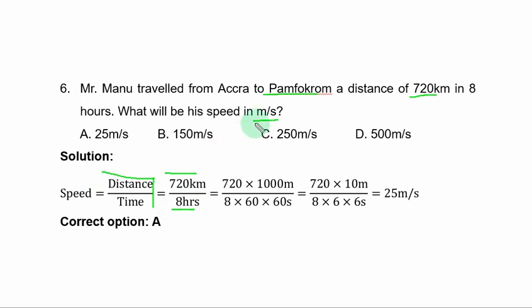To get the speed in this unit, you simply convert 720 kilometers to meters by multiplying it by 1000, and you convert this to first minutes. You multiply it by 60 and convert it to second, multiplied by another 60. If you cancel off the zeros in the denominator, you have this result. So 2 zeros disappear from here. If you multiply and divide, you have 25 meters per second. A is the correct option.